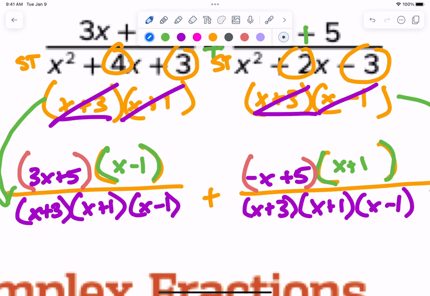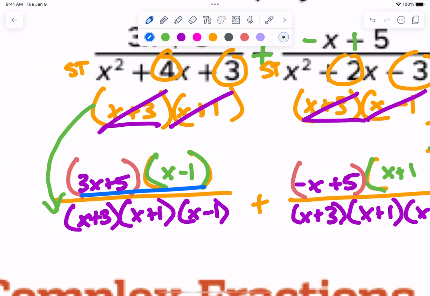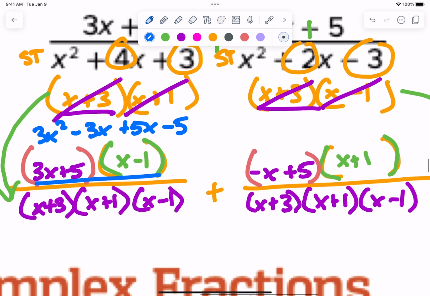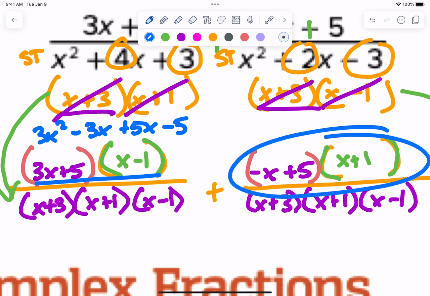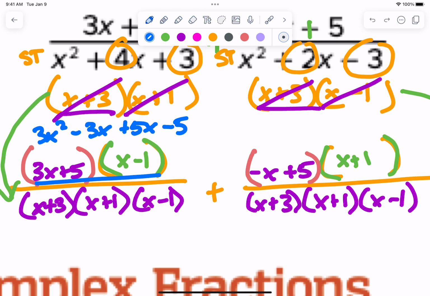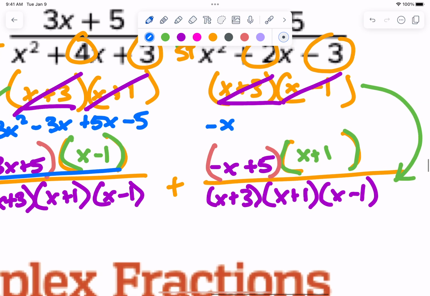Oh boy. All right. Here we go. If I FOIL this stuff, I have 3x squared minus 3x plus 5x minus 5. Did I do that right? I'm not going to combine the middle pieces yet, because I'm going to have more to combine over here. So I'm just going to combine them all at once at the end. That make sense? Okay, I've got negative x squared minus x plus 5x plus 5. Does that work?